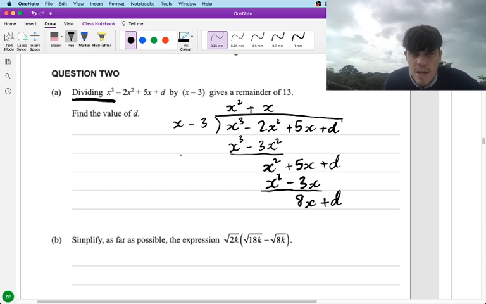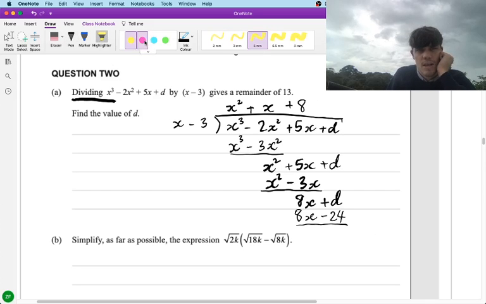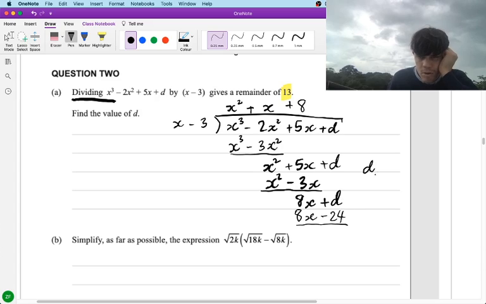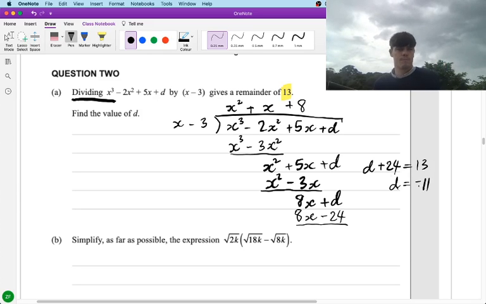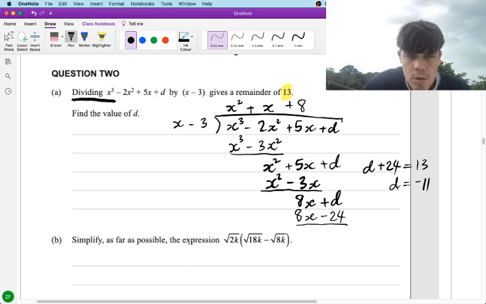Final step: x times 8 gets us 8x, so we go plus 8. But here's the thing, negative 3 times 8 is negative 24. So what happens here is we actually know our remainder, we're heading towards this number 13. So d minus negative 24, so that's d plus 24, is going to get us a leftover of 13. Therefore d equals negative 11, by just doing minus 24. And that's that one. Cool.